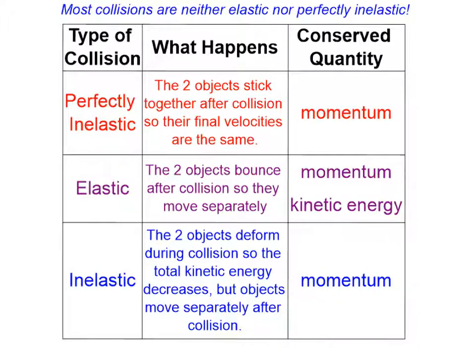For the purposes of our class, however, we are going to consider all collisions in which the objects do not stick together and are not perfectly inelastic. We will consider those to be elastic collisions. However, most collisions do fall into this category in between perfectly inelastic and elastic, and we call it simply inelastic collisions. And that would be where the two objects deform during the collision, so that there is some total kinetic energy loss, but the objects then move separately after the collision.